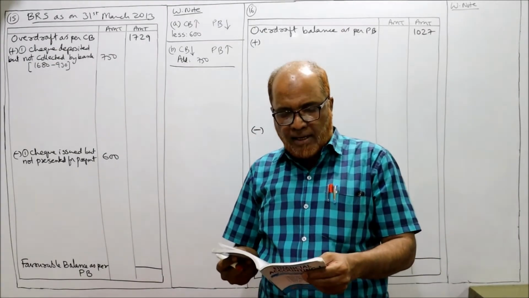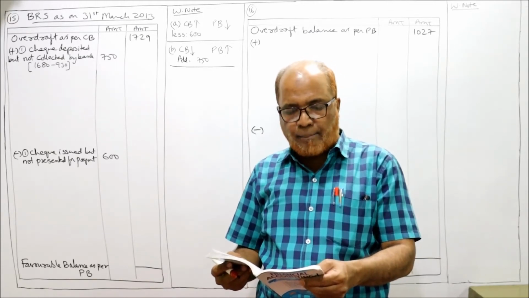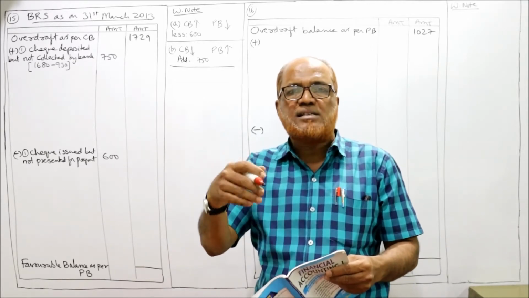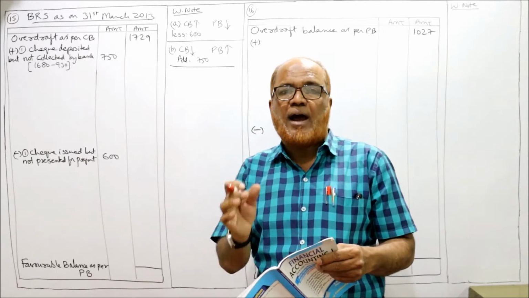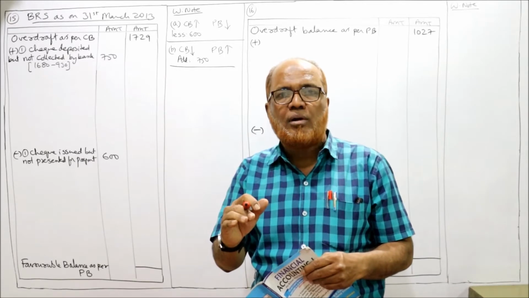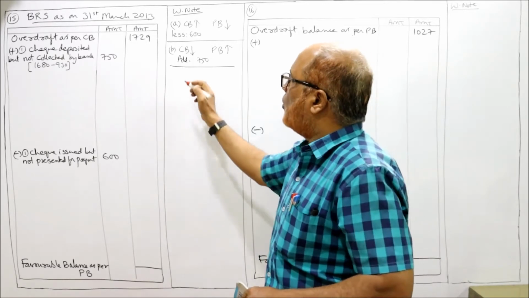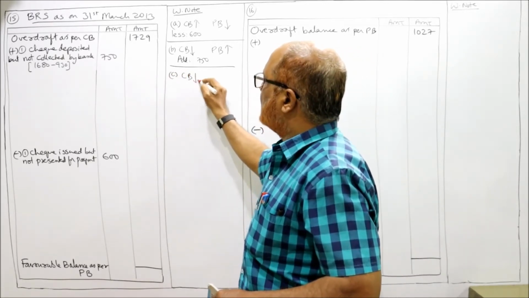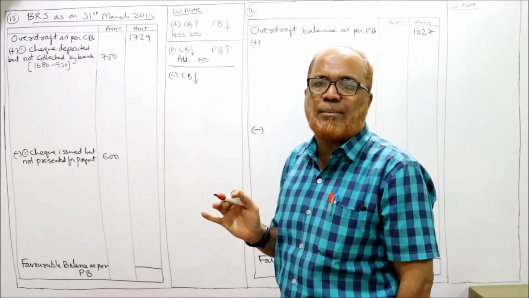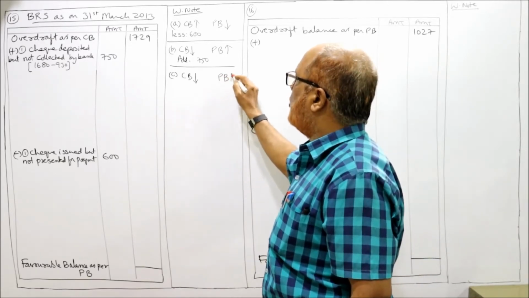Next, point C. A check for rupees 150 received from a customer, though entered in the bank column of the cash book, was omitted to be sent to the bank for collection. One check is received by the business from a customer and properly recorded in the cash book, so the cash book overdraft will come down. But we forgot to send this check to the banker. So the passbook balance will show more.